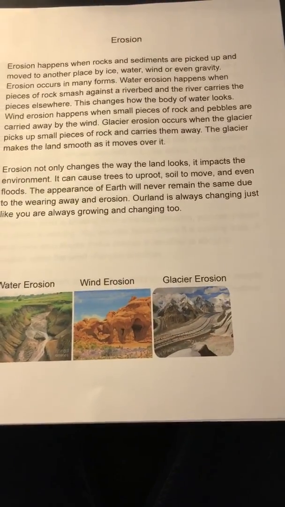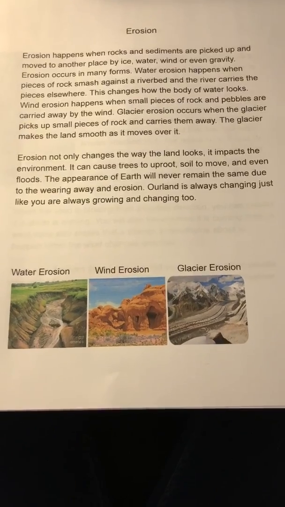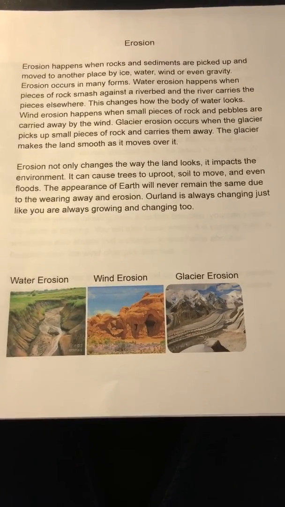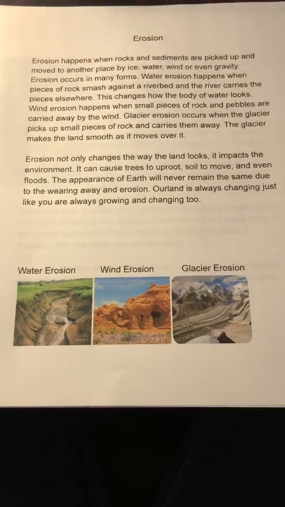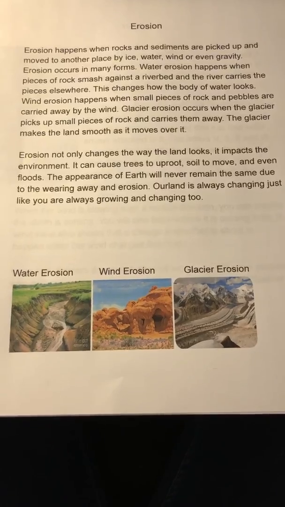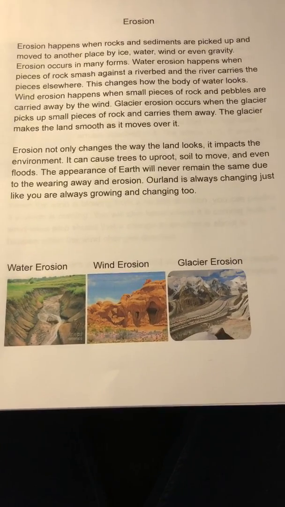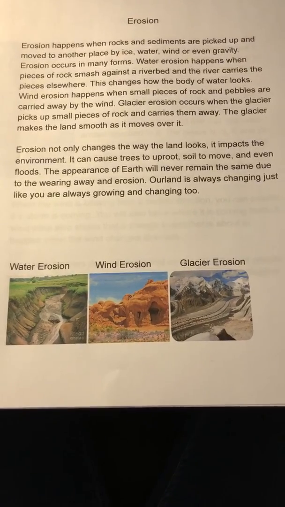This is all about erosion. Erosion happens when rocks and sediments are picked up and moved to another place by ice, water, wind, or even gravity. Erosion occurs in many forms. Water erosion happens when pieces of rock smash against a riverbed and the river carries the pieces elsewhere. This changes how the body of water looks.